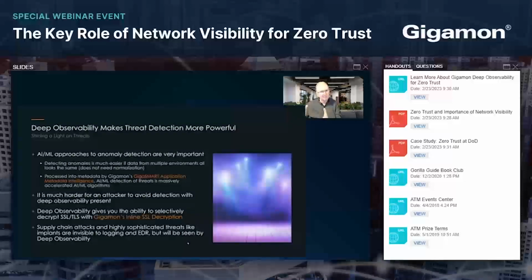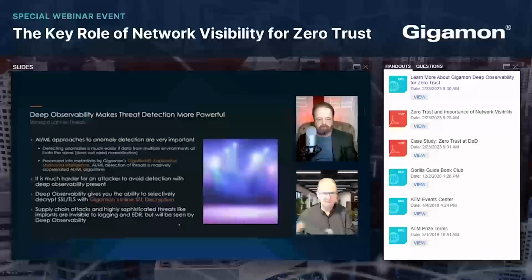But deep observability will see these attacks. That implant that generates the command and control channel out of the Wi-Fi baseband controller, it will be seen on the network. It really adds an incredible ability to see attacks that the other techniques do not allow you to see. This is the power of deep observability.